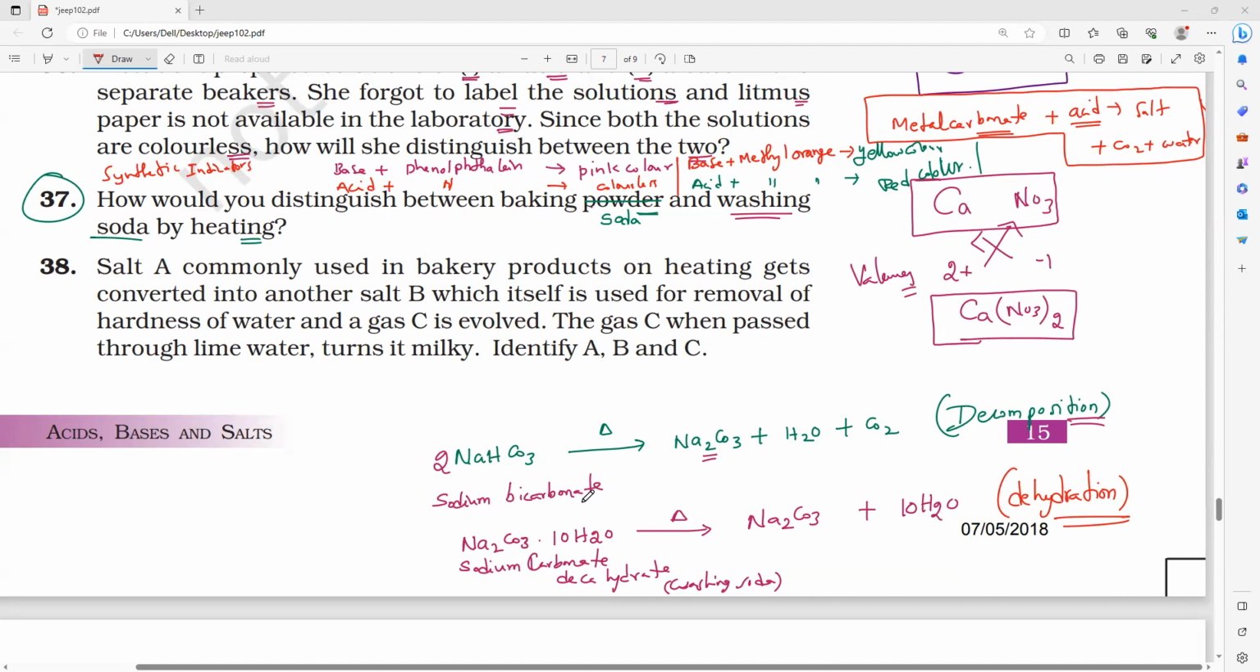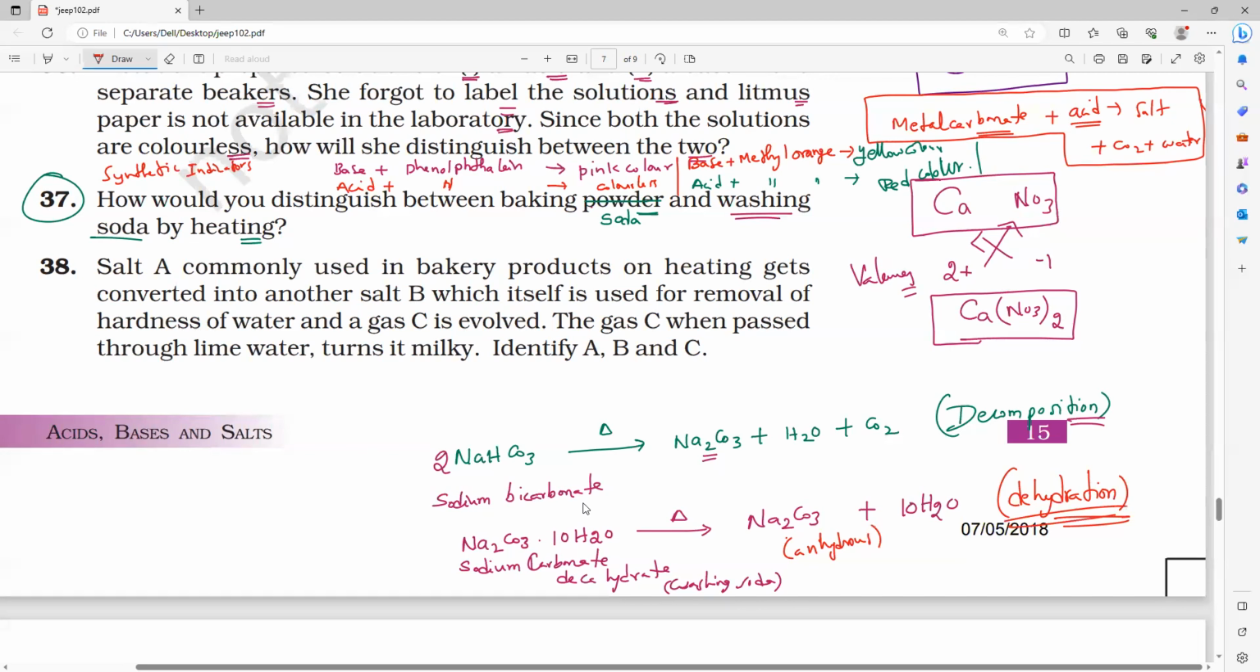Preparation of washing soda. Check it, everybody. We have written this equation or not, all of you? Anhydrous. Okay. So that is what we used to call anhydrous. Anhydrous one. So this is the process we used to call dehydration.